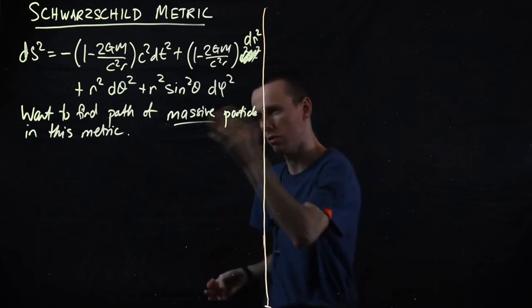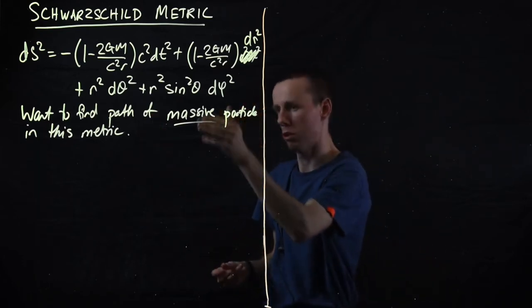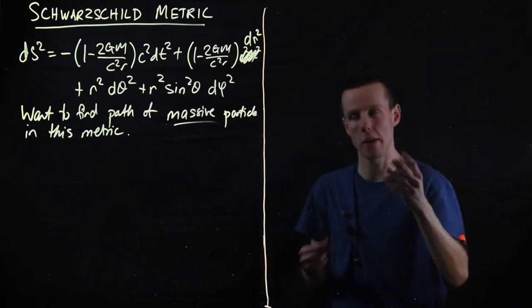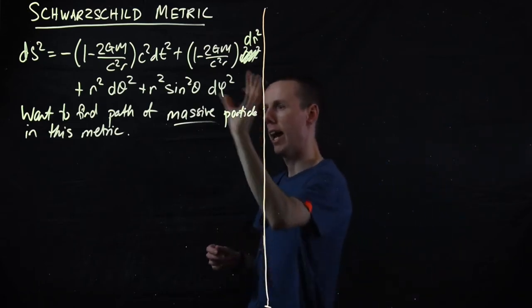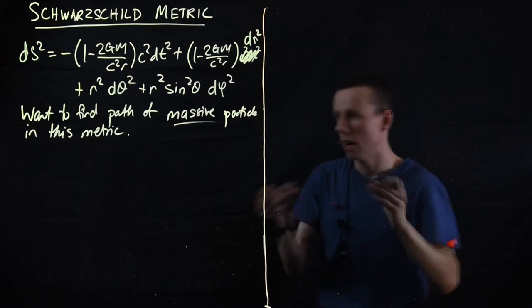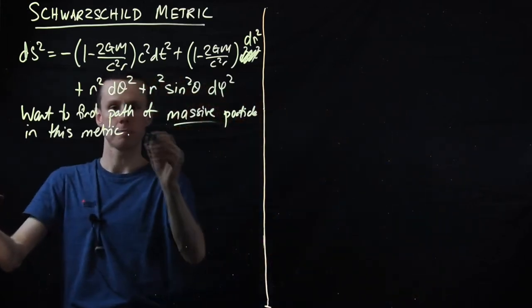So first, for now, we'll just think about a massive particle, like a planet or something, moving in this metric. It follows a geodesic path.